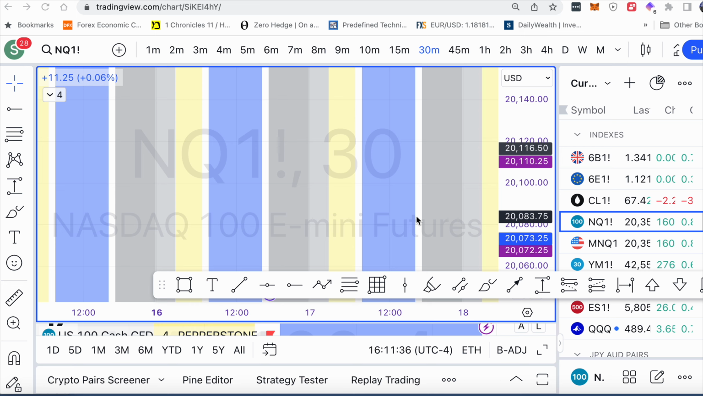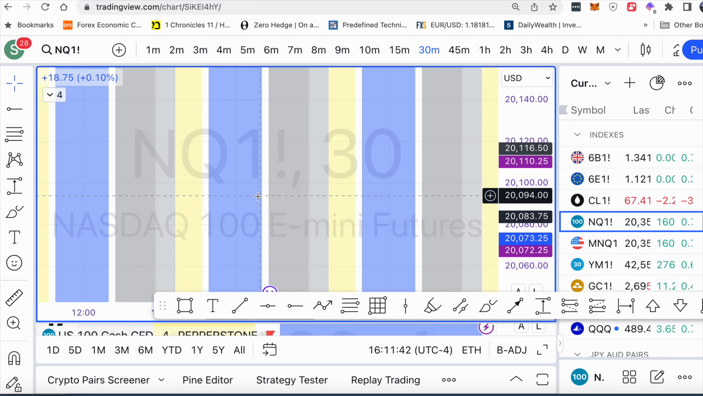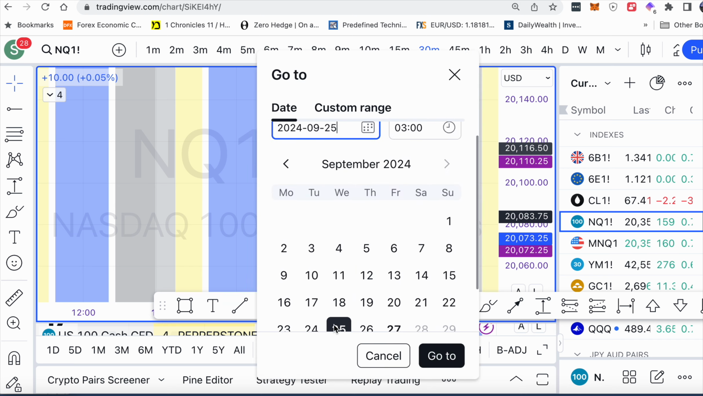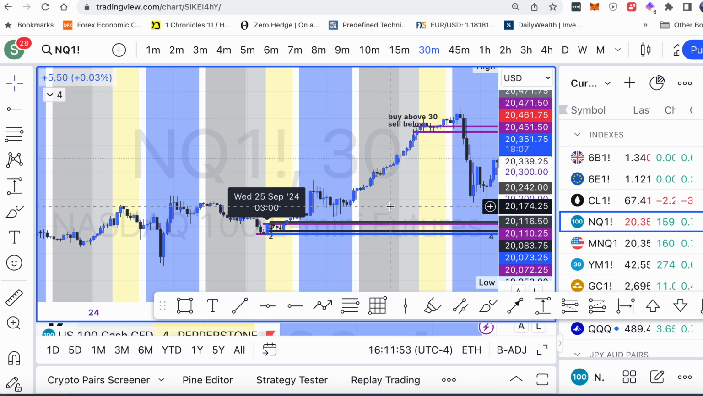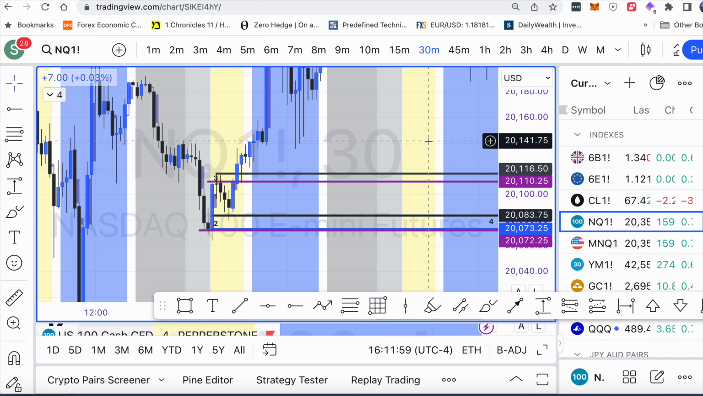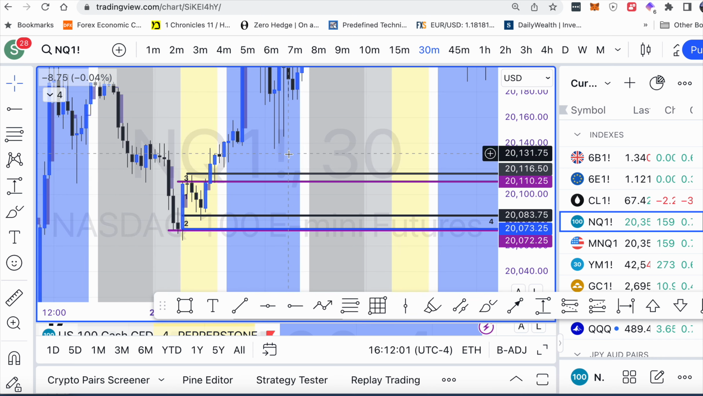Here, that is based on the 30-minute candle, but using the same principle as before with the 1, 2, 3, 4. So let me show you. We're going to go back to the 25th of September on the NASDAQ exchange, and we're going to put it to a 30-minute chart. And what we're going to do with this 30-minute chart is, I will explain the lines in a minute.